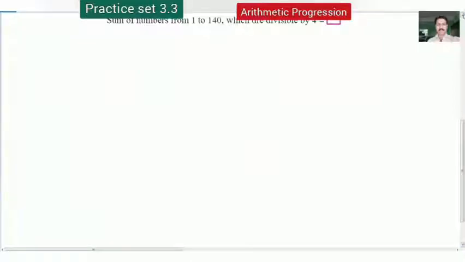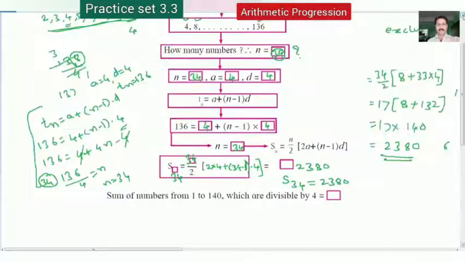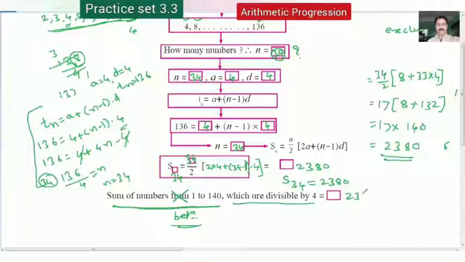So friends, here is the solution we can write now. That is the sum of numbers between 1 and 140, we can write here between, because we found it by using that between, which are divisible by 4. The answer is 2380. Understand friends? So whenever we get questions like these, try to simplify and work beside it like this.